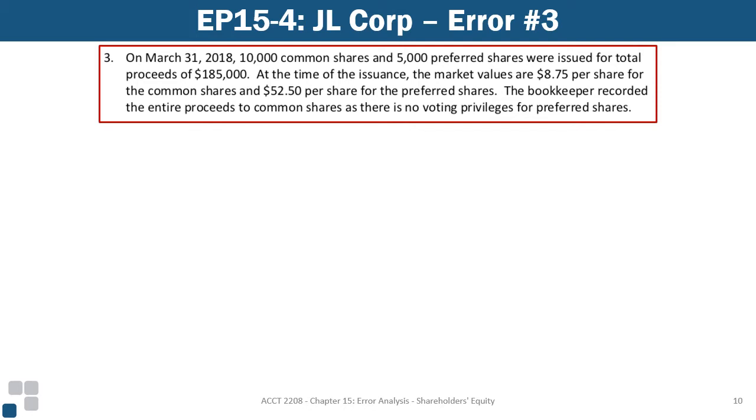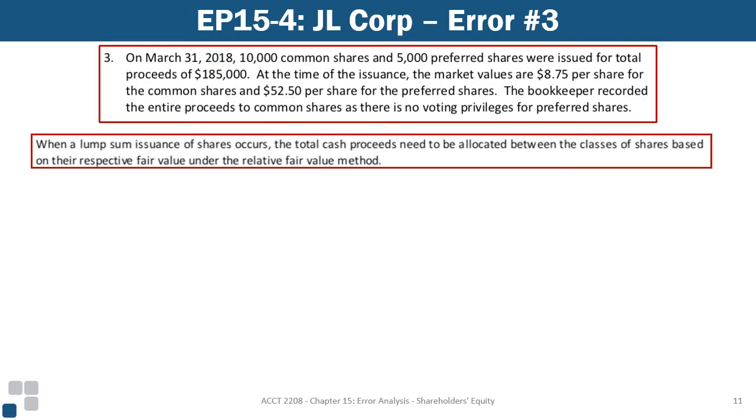Okay, now for error number 3. On March 31st, 2018, so in the current year, 10,000 common shares and 5,000 preferred shares were issued for total proceeds of $185,500. This is a lump sum purchase. At the time of the issue, the market values were $8.75 per common share and $52.50 per preferred share. Now what the bookkeeper did is recorded the entire proceeds to common shares. And there is of course no voting privilege for preferred shares. So there should be some allocation to preferred shares. That's what the error is here.